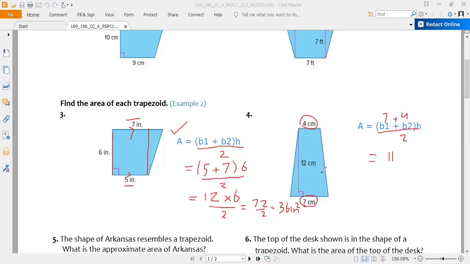Okay, so 11, and then we have the height, which is 12. So we write 12 here in the bracket, and we multiply and divide by 2. If you multiply 11 by 12, you will get the answer 132. You know how to multiply two numbers, okay?